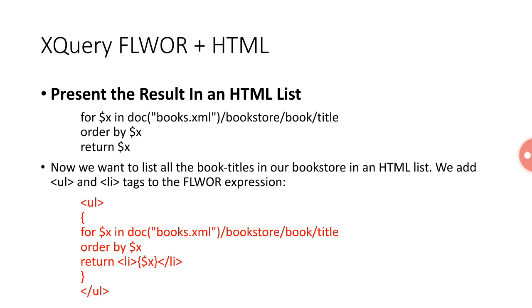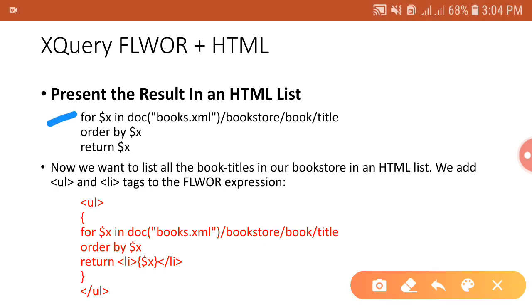See this example of FLWOR expression. This expression will select all the title elements under book elements, which is under bookstore element, and return the title elements in alphabetical order, because here the order by clause is specified. Here this variable x will select all titles under book element.